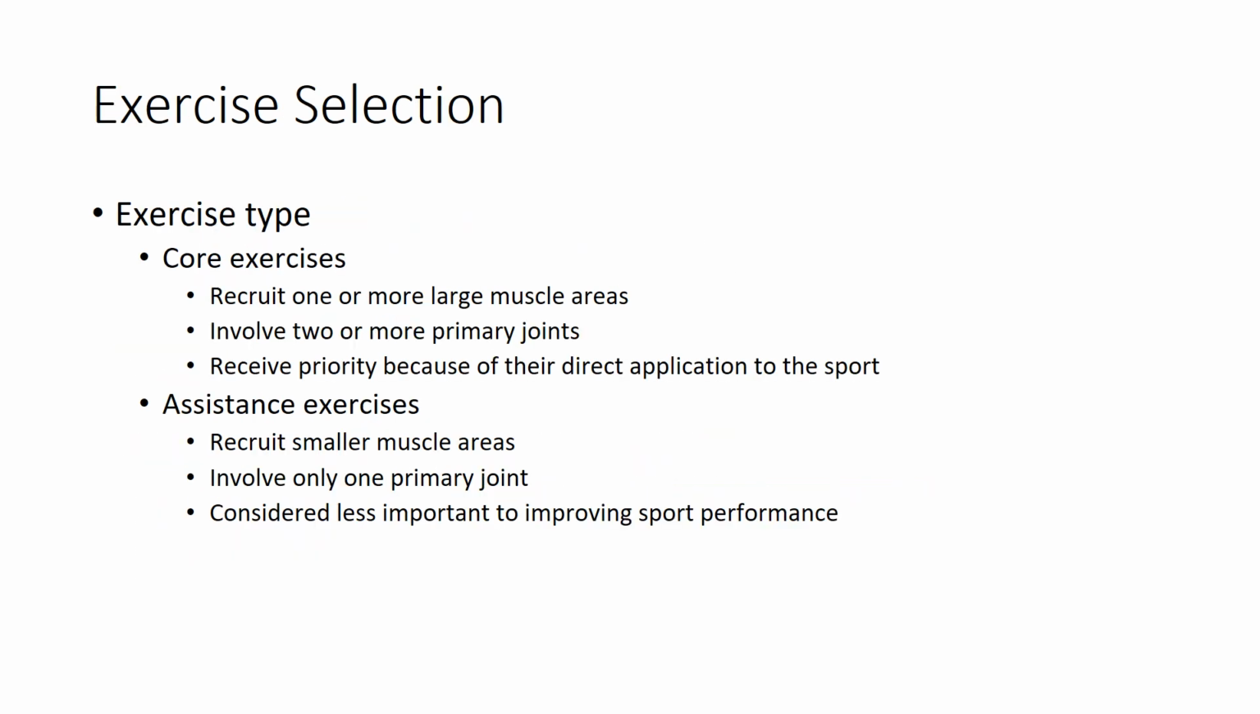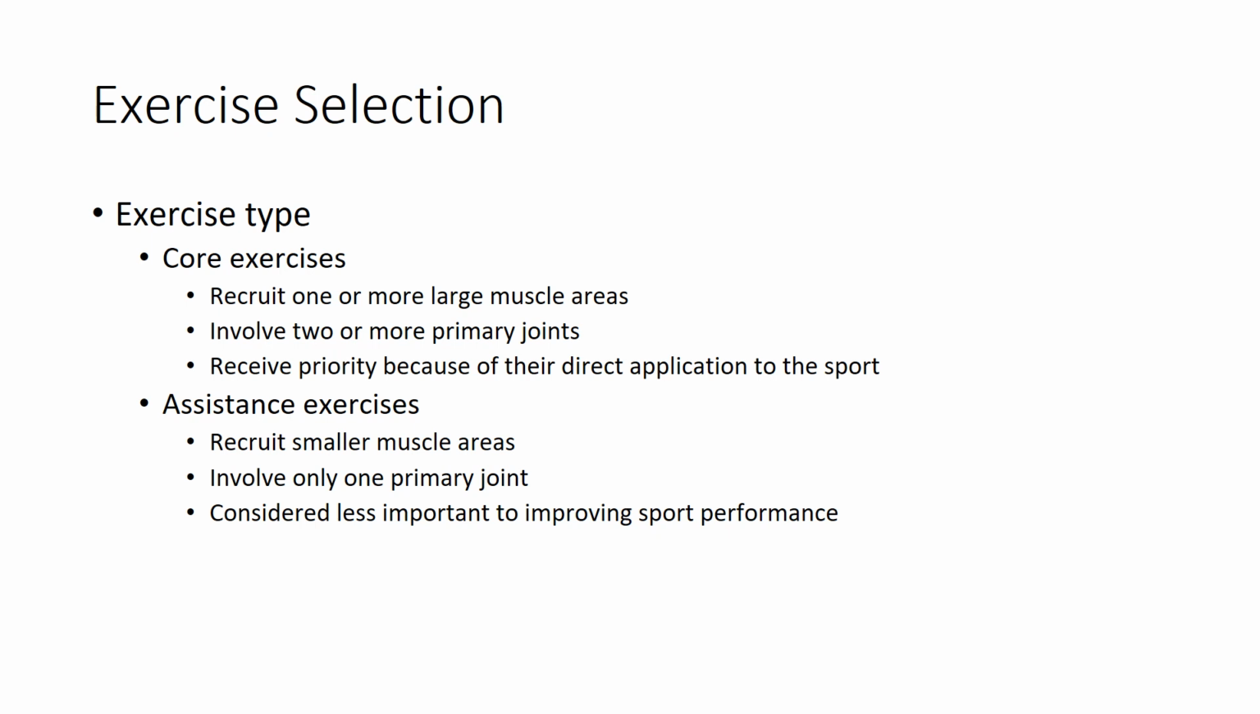There are hundreds of resistance training exercises to select from when designing a resistance training program, but exercises can be classified as either core or assistive based on the size of the muscle areas involved and their level of contribution to a particular sport movement. So when we look at core exercises, these recruit one or more large muscle areas, such as the chest, the shoulder, the back, the hips, or the legs, and involve 2 or more primary joints. These are often called multi-joint exercises and receive priority when you're selecting exercises because of their direct application to the sport.